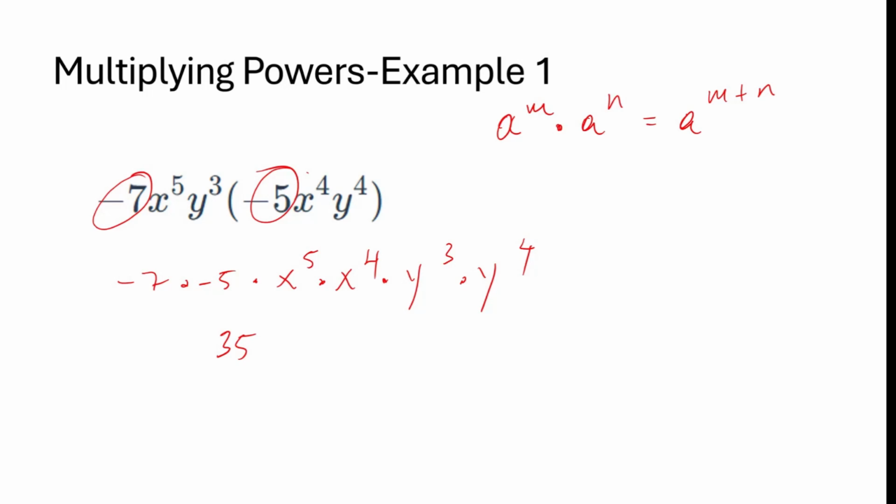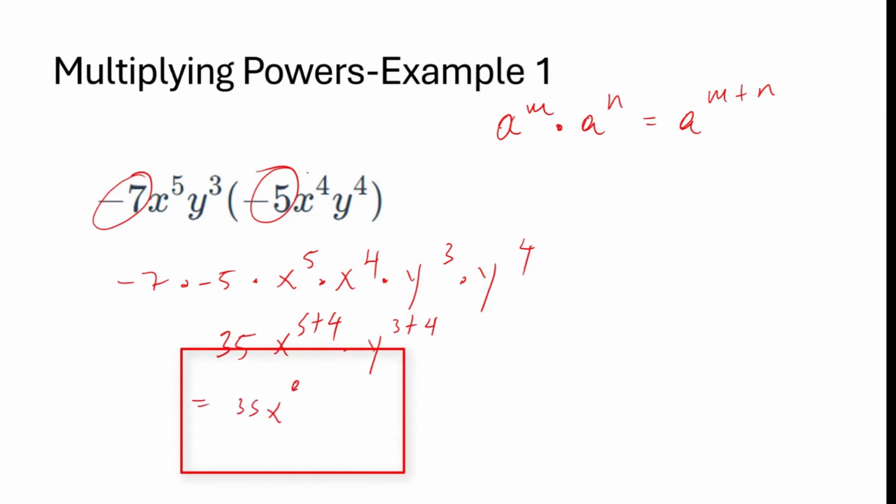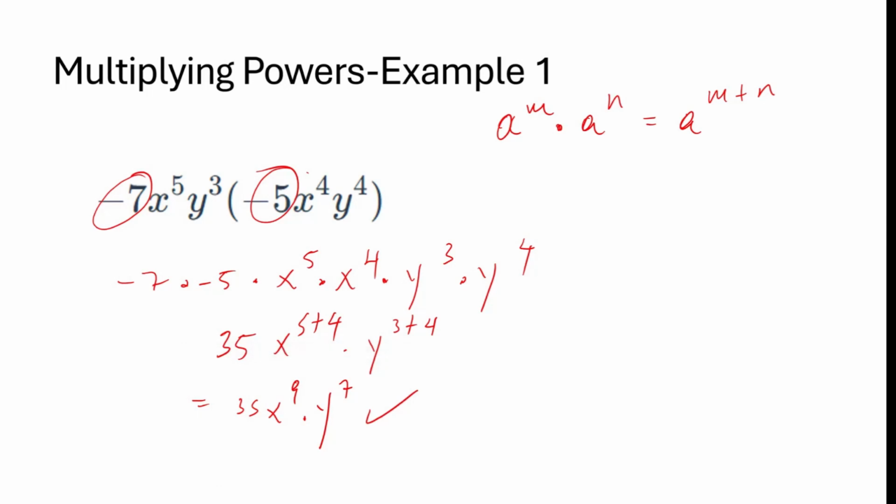x to the 5th times x to the 4th is simply going to be x to the 5 plus 4. And then we're going to have y to the 3 plus 4. So my final answer for this problem is going to be 35 x to the 9 times y to the 3 plus 4, which is simply 7. And that completes this problem.